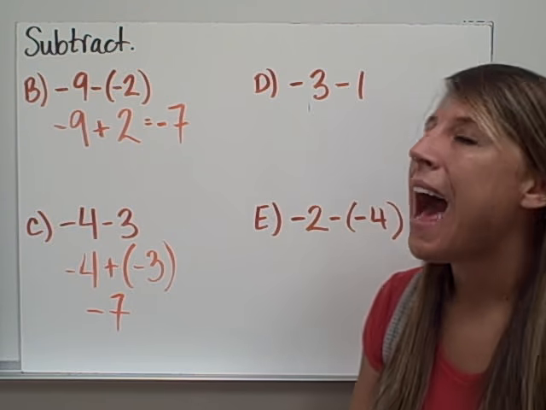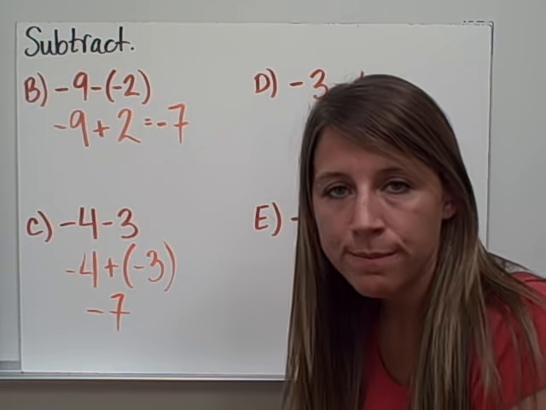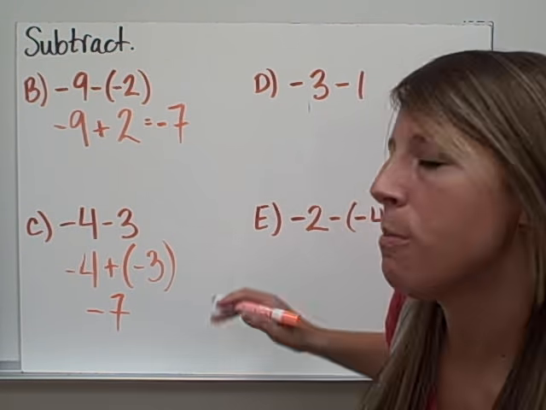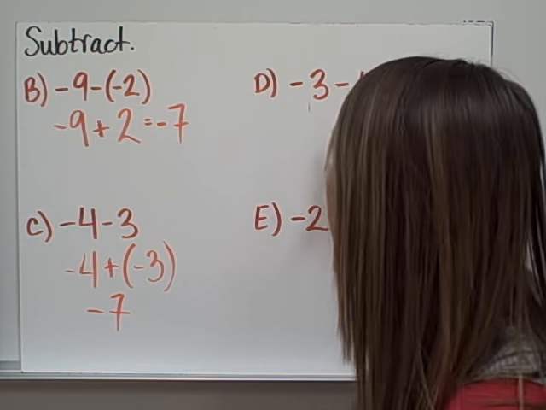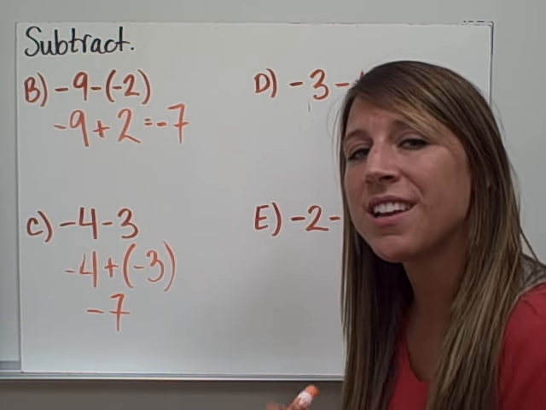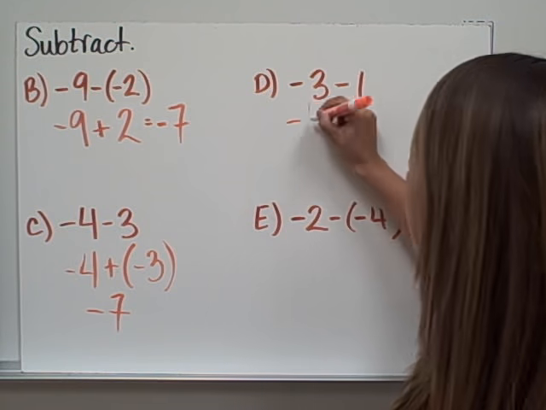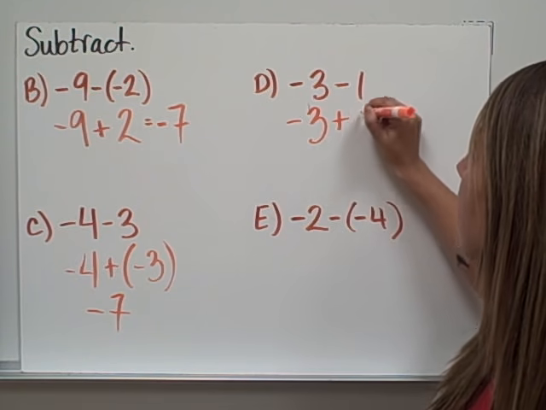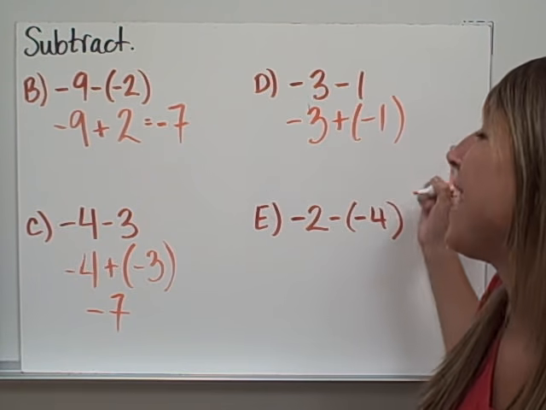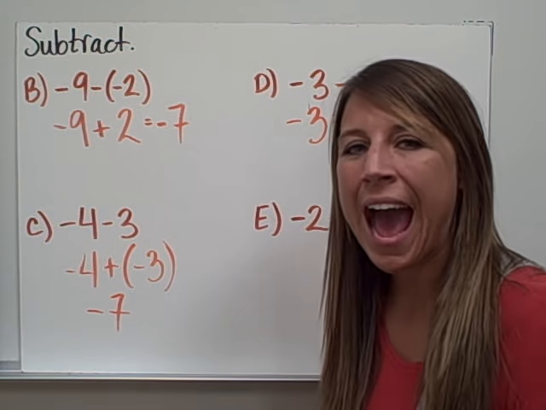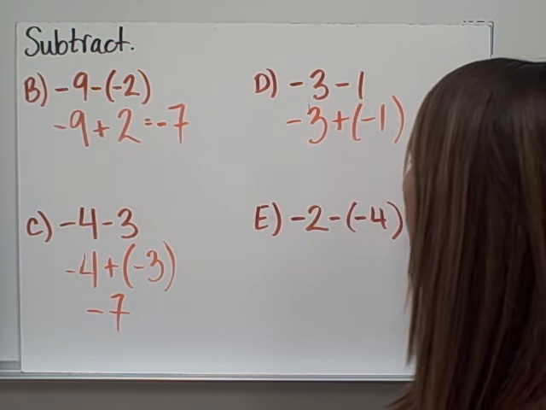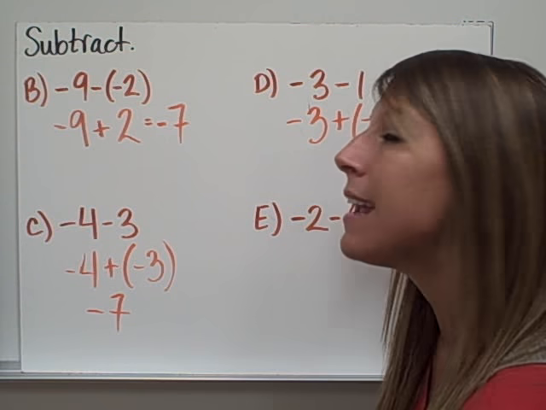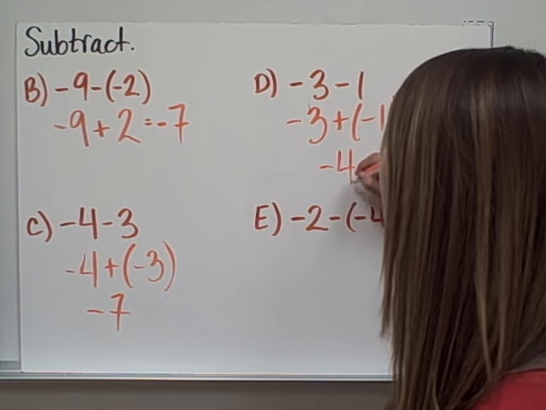In example D, I have -3 minus 1, so I'm going to just follow my procedures, change subtraction to addition, and change the second number to its opposite. That will look like -3 plus -1. Again, signs are the same, add and keep the sign. 3 plus 1 is 4, so -3 plus -1 is -4.